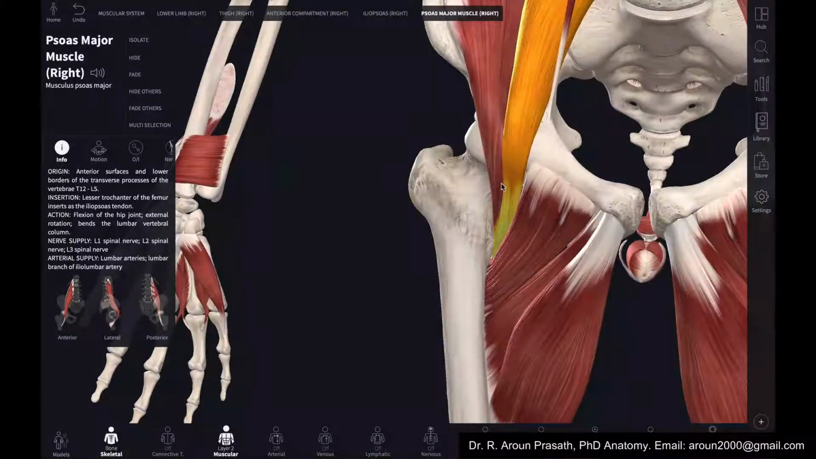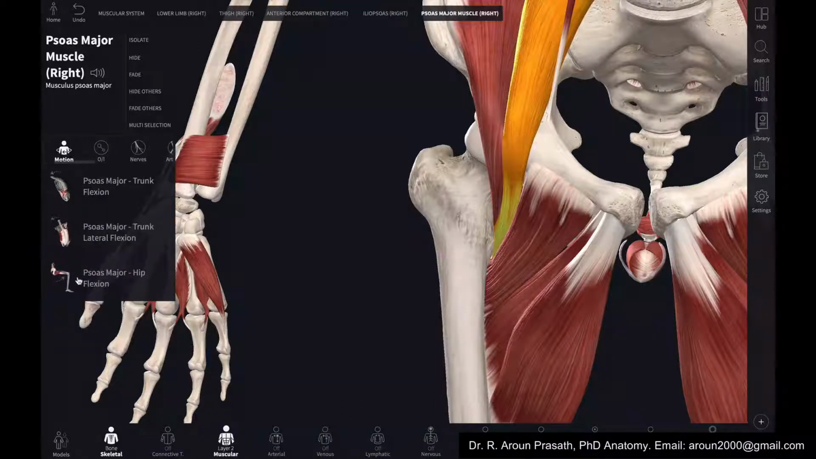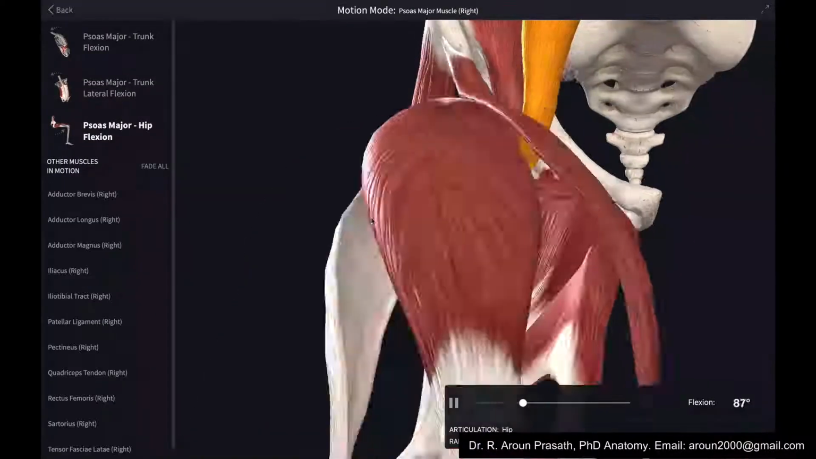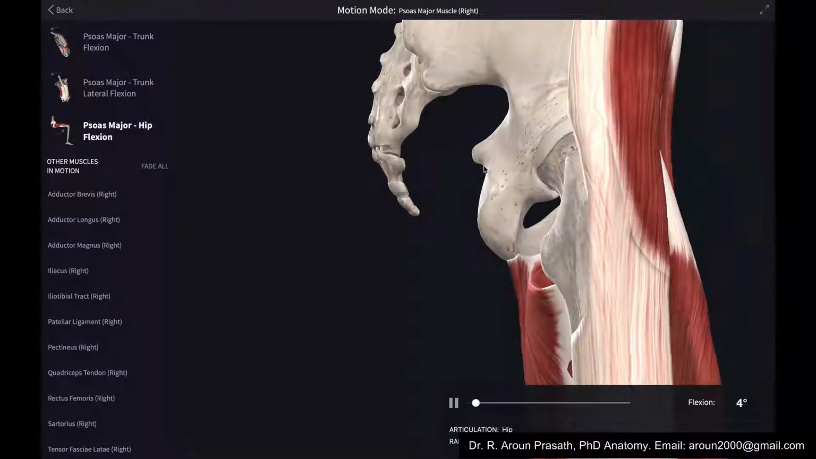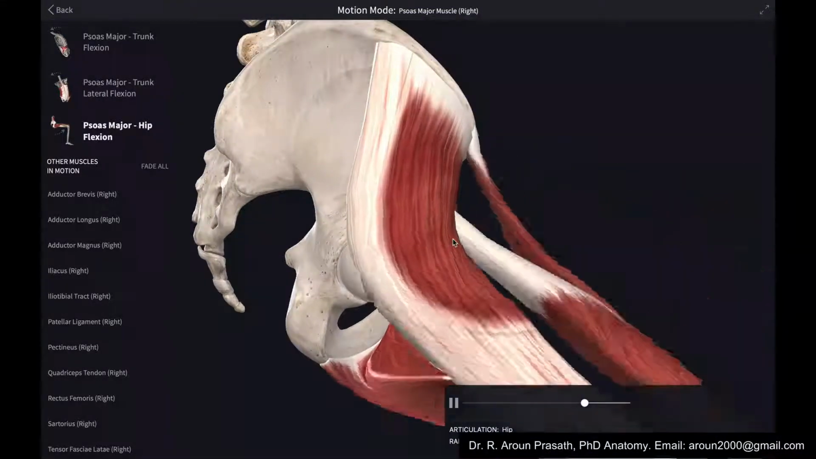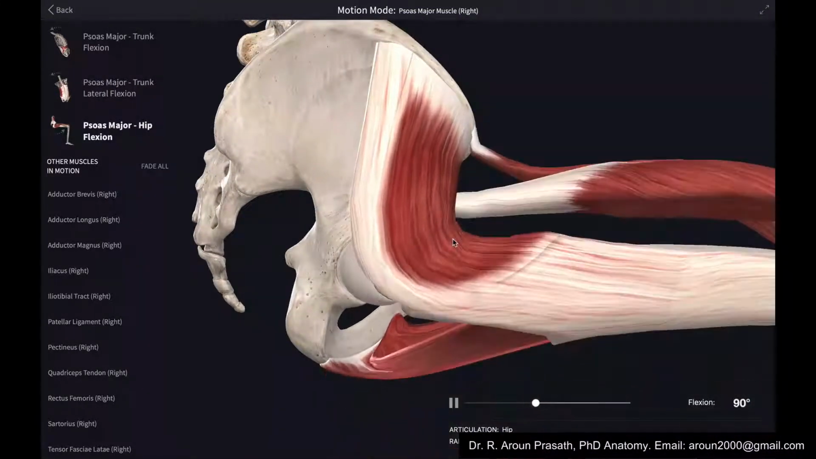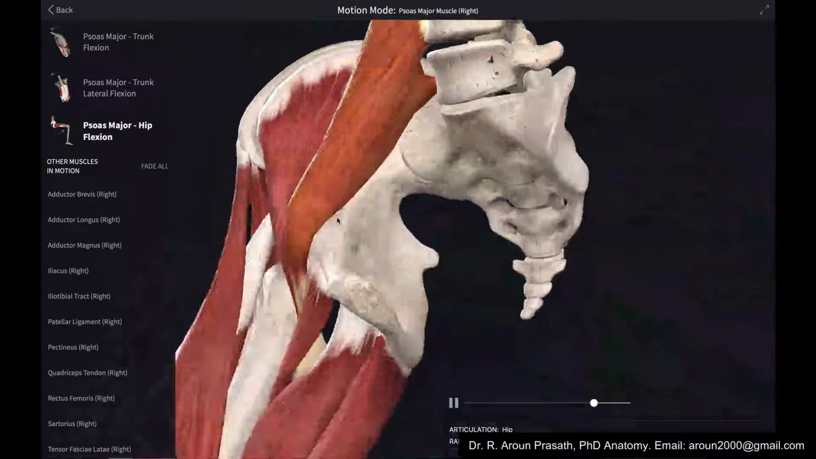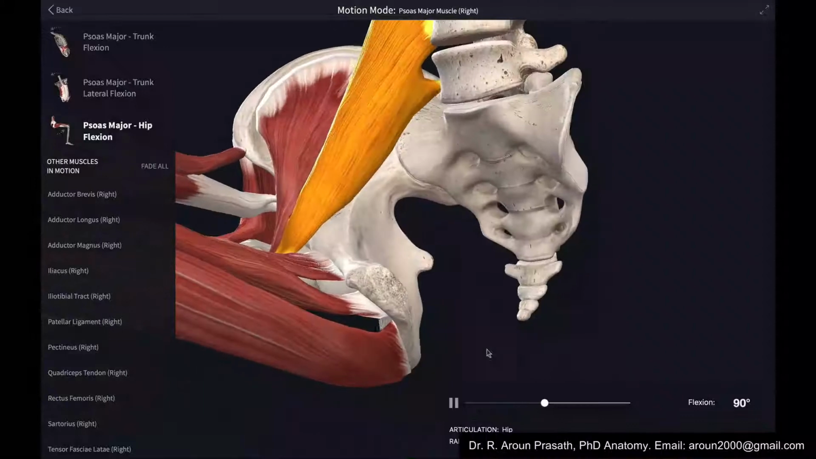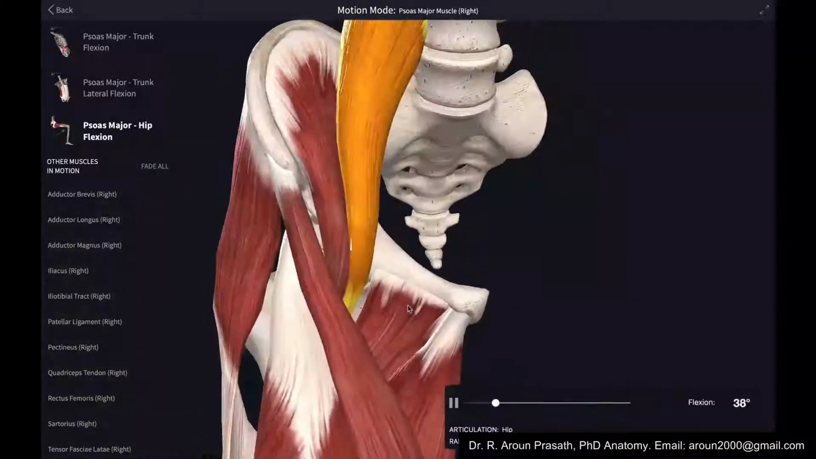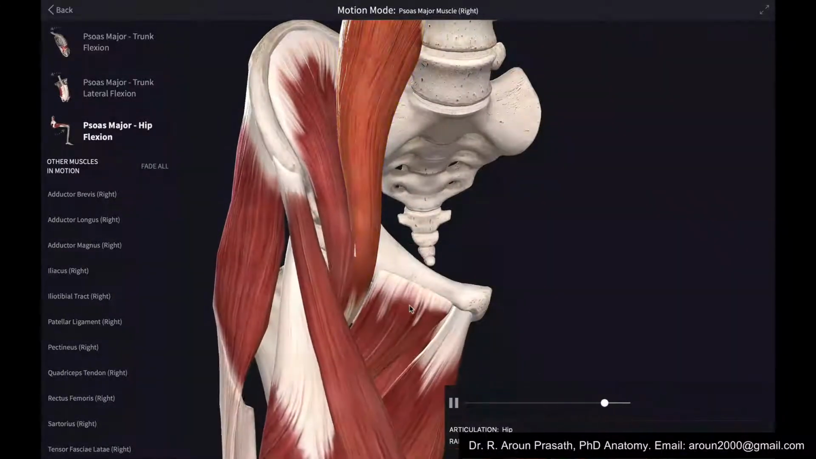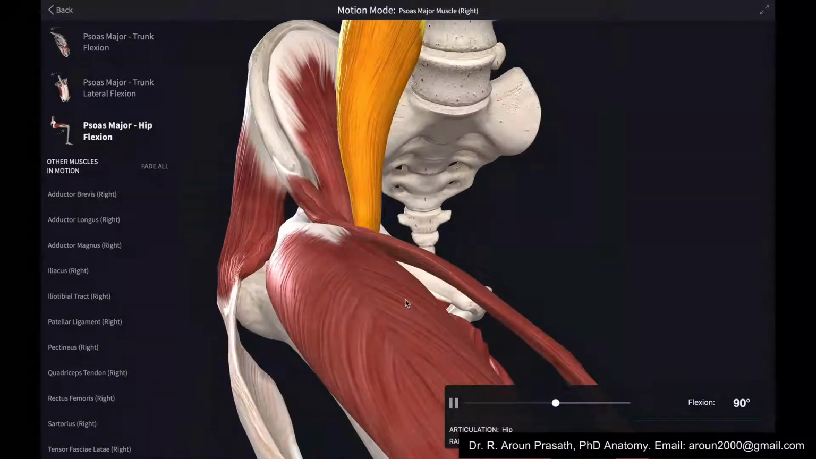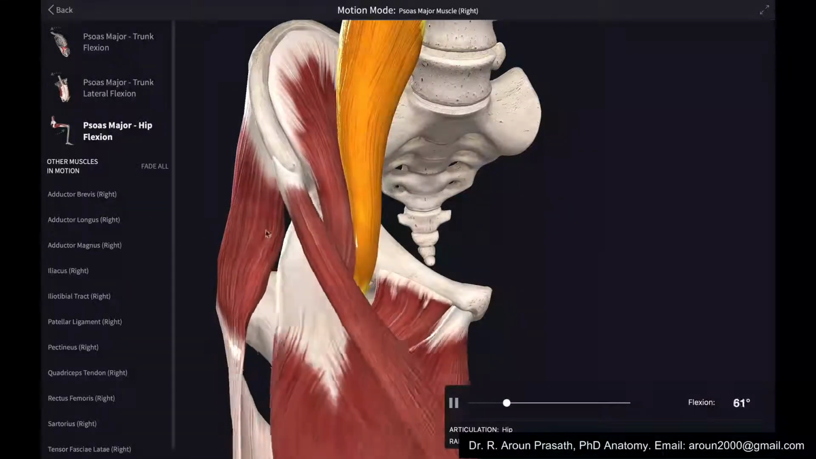When this muscle contracts, it causes flexion of the hip. The hip flexion range is 90 degrees, whereas the extension of the hip is around 35 to 45 degrees.